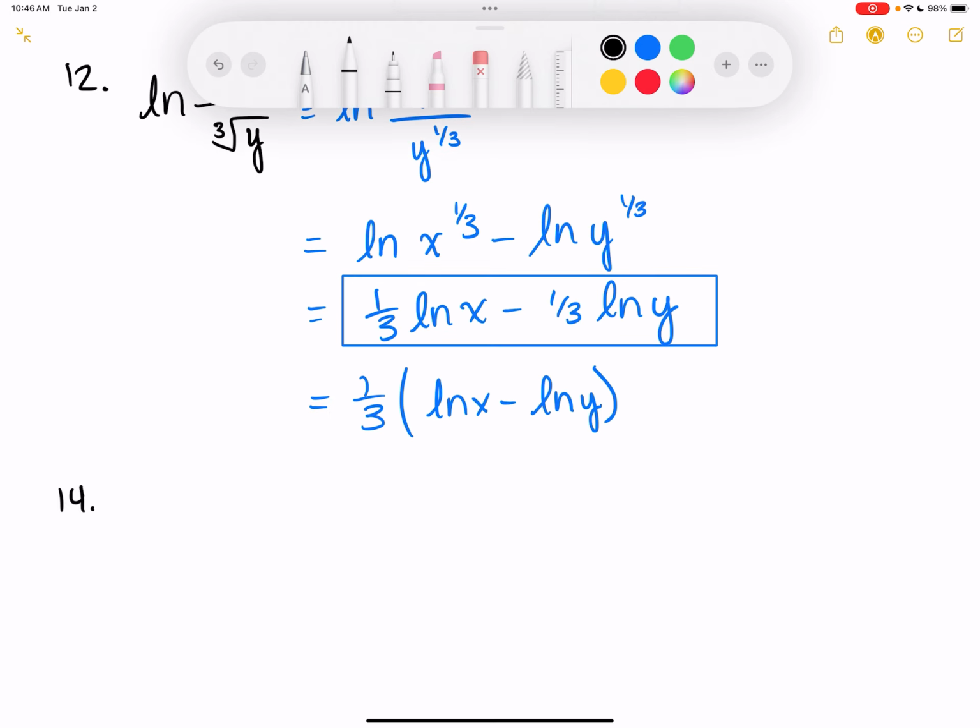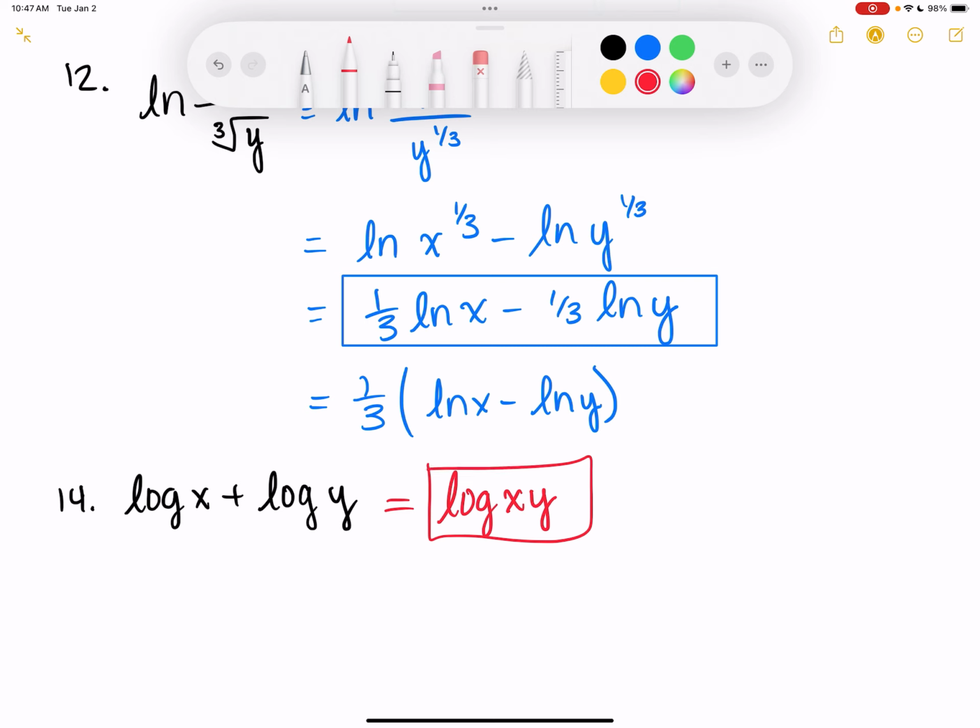So, 14, log of x plus log of y. So this one is, go ahead. Log of xy. Yep. It's the sum of the logs, so we need to do what? We need to take the product, and that's how that gets left, just like that.